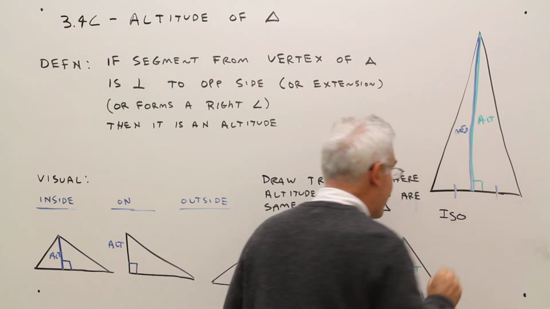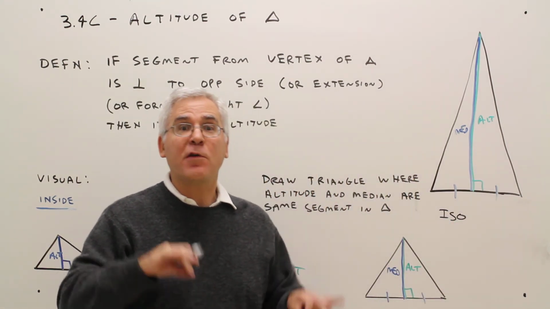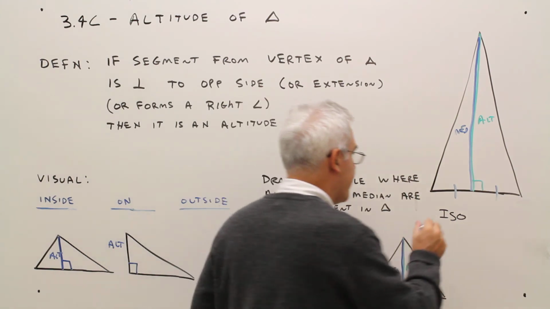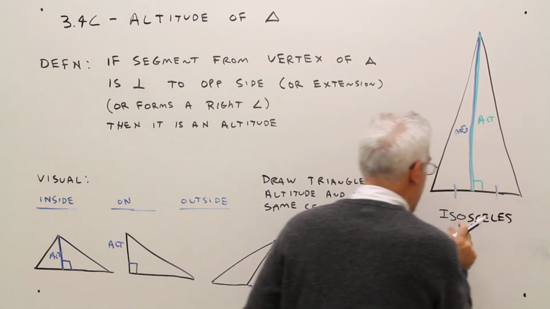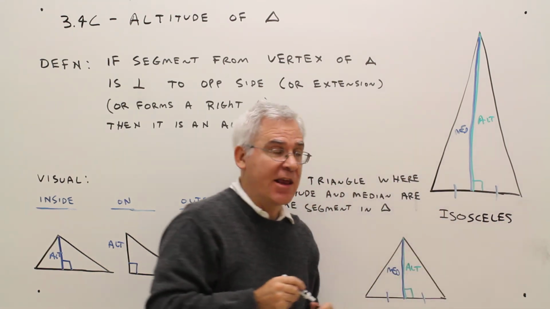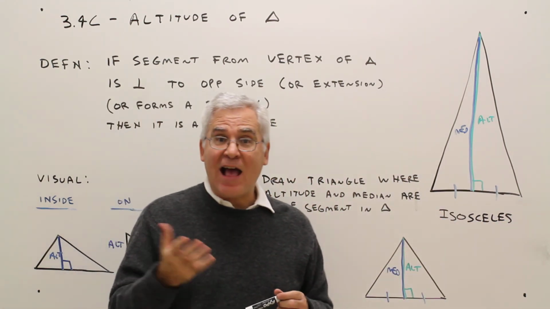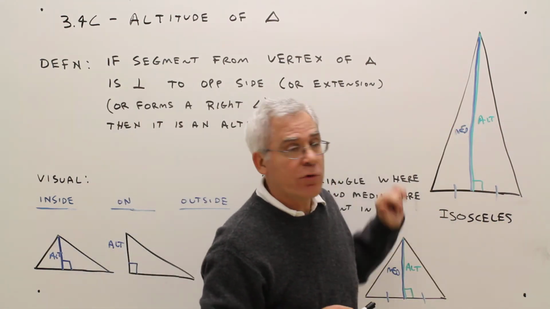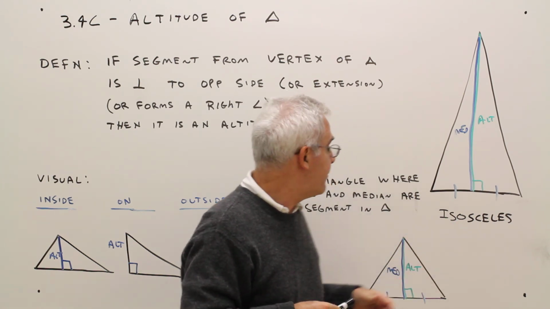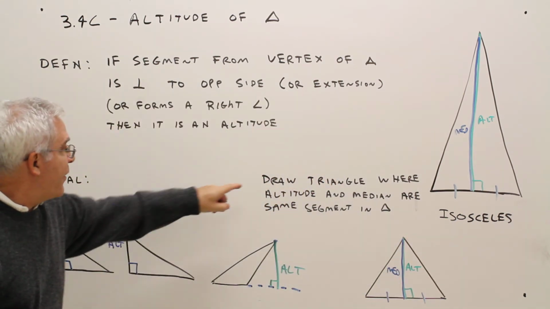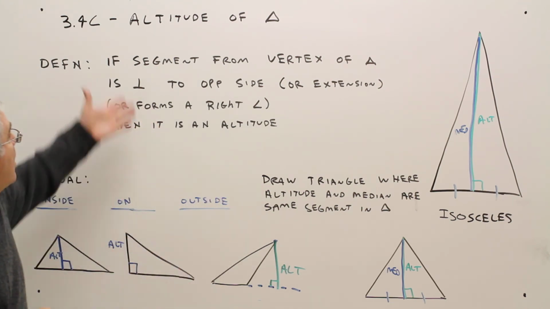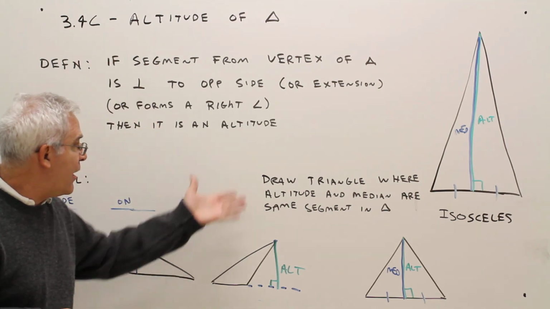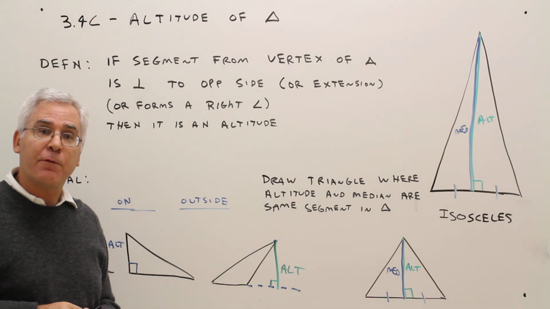So for spelling, iso, scales, but with an E. So isosceles. And an isosceles triangle just has at least two congruent sides. So this is going to be very important. Remember that for a future test. Definition of an altitude and some visuals for what they look like.